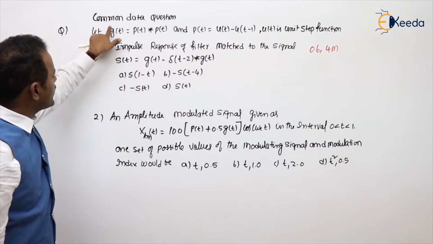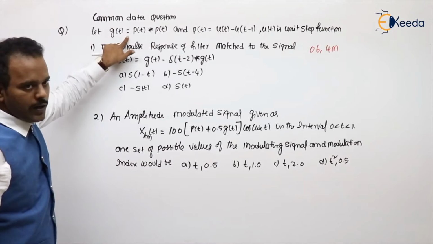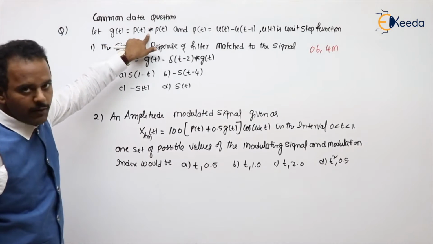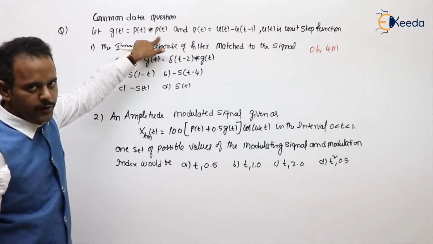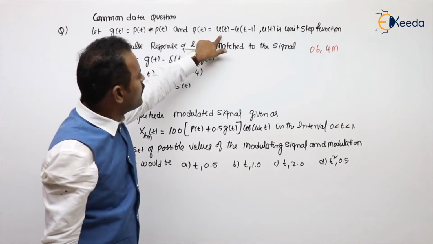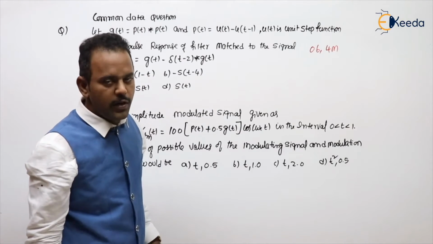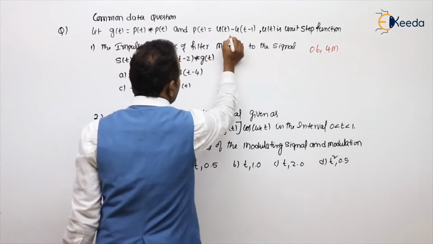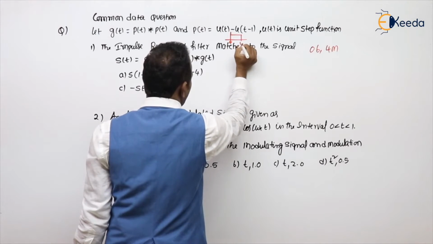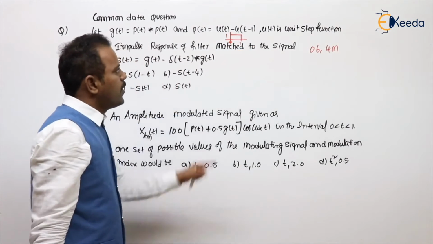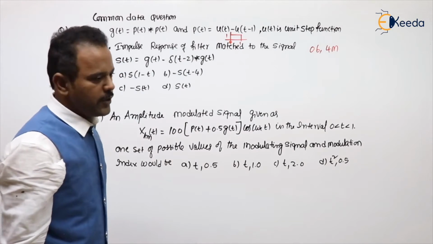What is the common data given? Let G of t equal to P of t convolution with P of t, and P of t equal to U of t minus U of t minus 1. U of t minus U of t minus 1 means it is existing from 0 to 1 and its value is 1, where U of t is the unit step function.